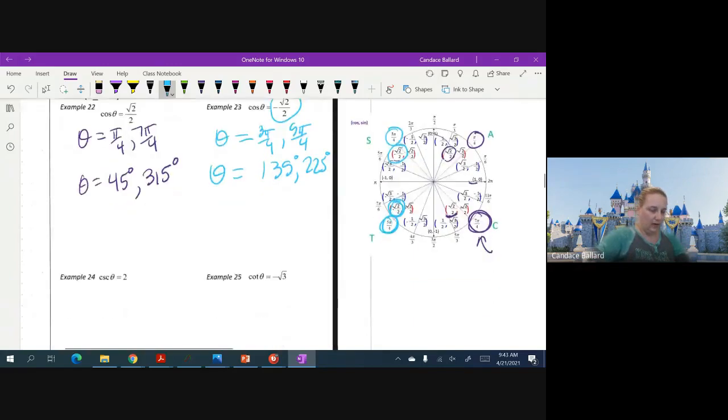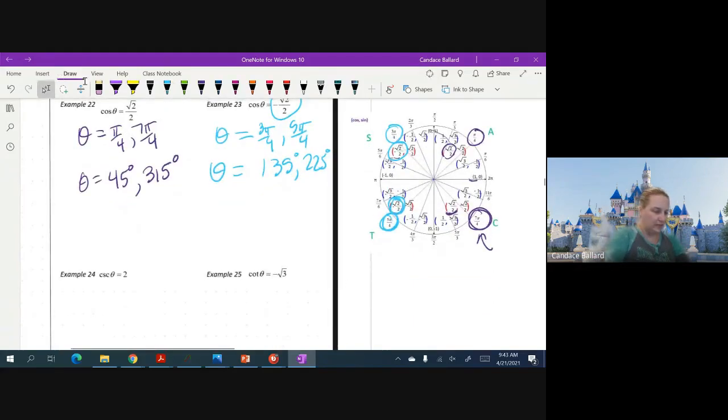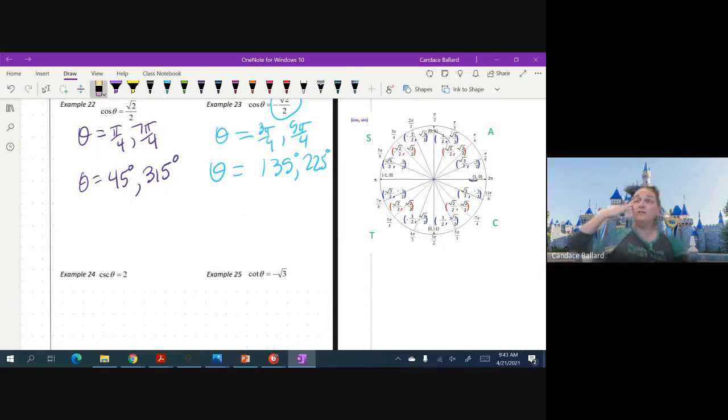All right, we're going to have another one. So this next one is a little bit more challenging. Okay, so what we have to think about is the reciprocals now. So for 24, I know that this is always going to be the fraction 2 over 1. Okay, there's always a 1 in the denominator. What is cosecant the reciprocal of? Tell me in the chat. What's cosecant the reciprocal of?